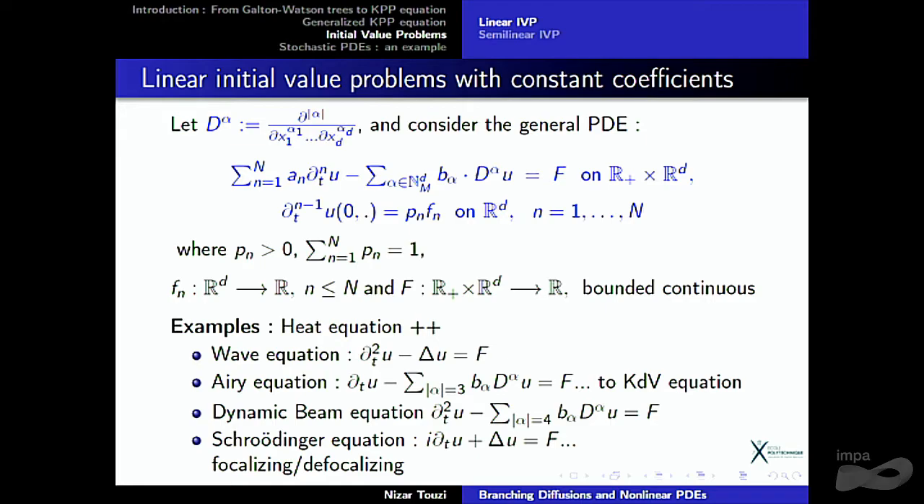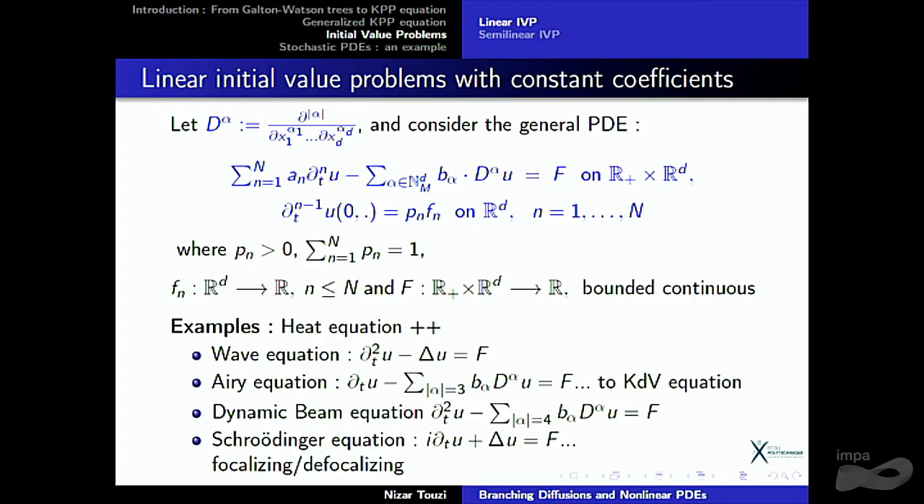Wave equation, as I said, this is Airy equation, comes with 3 derivatives here. The beam equation comes with 4 derivatives in space, and 2 derivatives in time. Schrödinger equation can be dealt with also. Everything I will be talking about, you can do it for complex coefficients. You just treat the real part and the imaginary part separately.